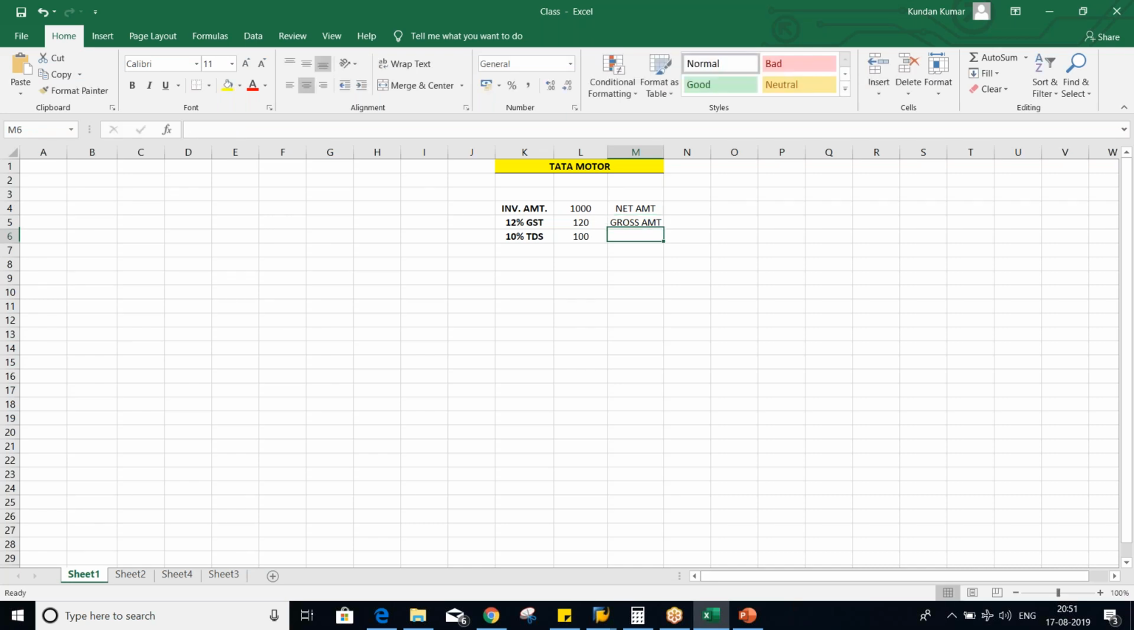I'll show you guys. So this 10% TDS: if the base amount is net amount, then it is going to be calculated on 1000. If the base amount is gross amount, meaning this invoice amount plus GST, so it is 1120. In that case, what will happen, guys? Then the tax will be around 112, I guess, right? 112 TDS is going to be deducted.